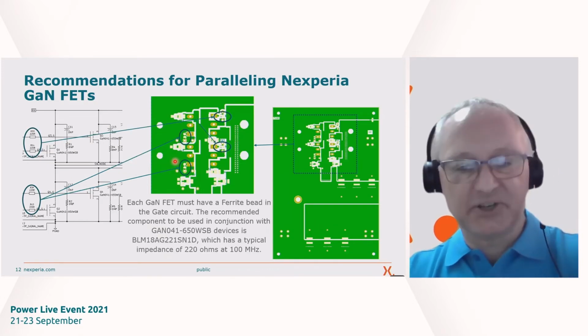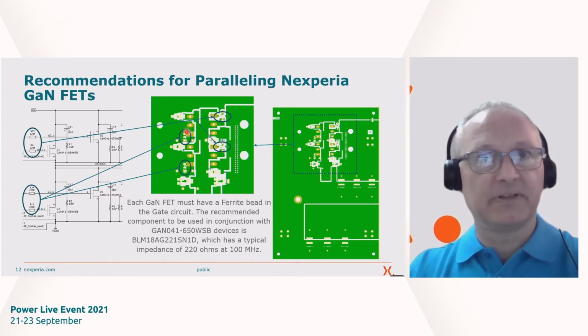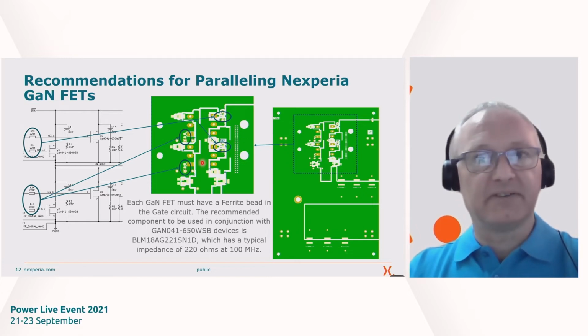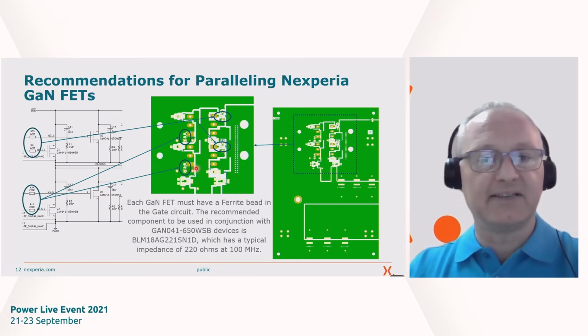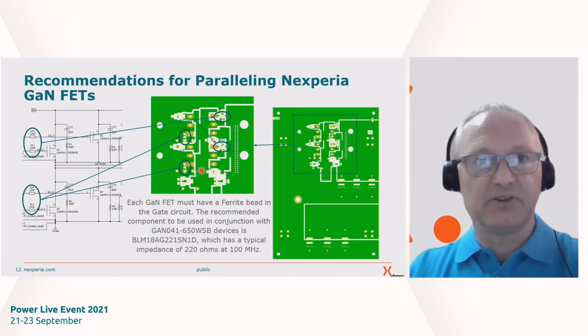Another recommendation, each GaN FET must have a separate ferrite bead to damp the gate source loop. And the component that's been found to be extremely effective in damping the gate source loop, and is recommended when utilizing the GaN 041650 WSB devices, is shown on screen here.